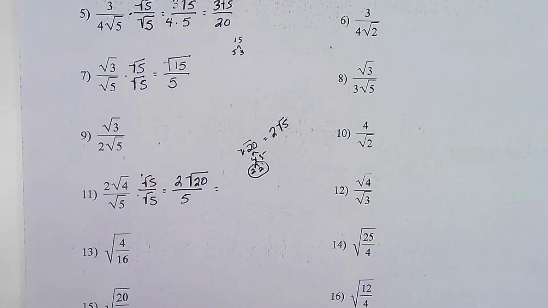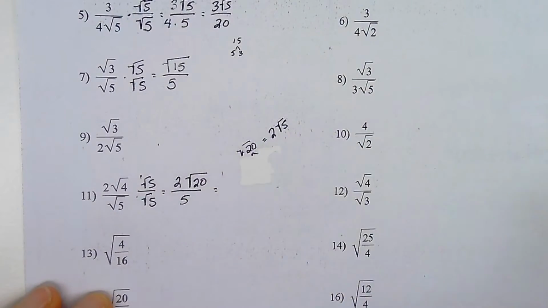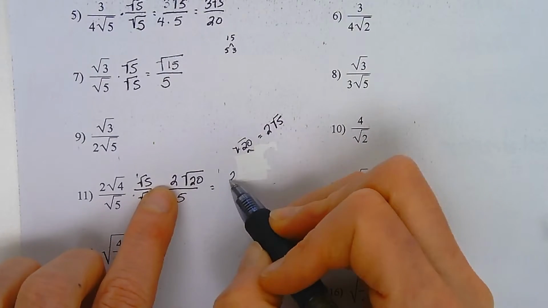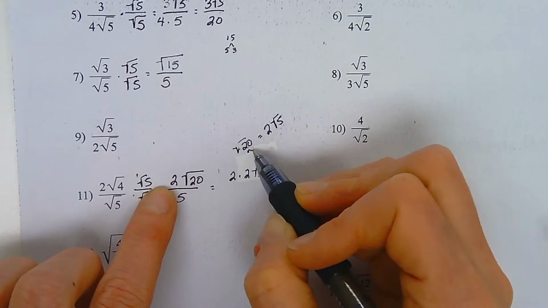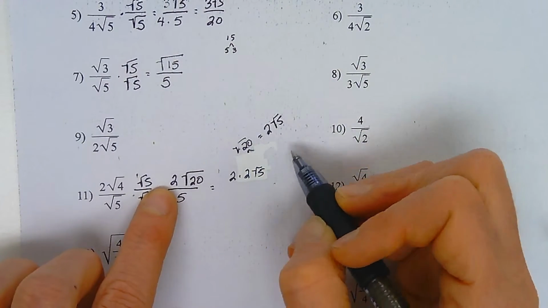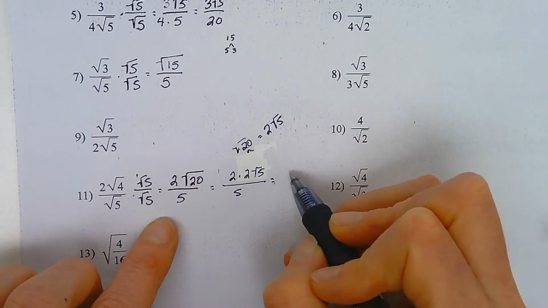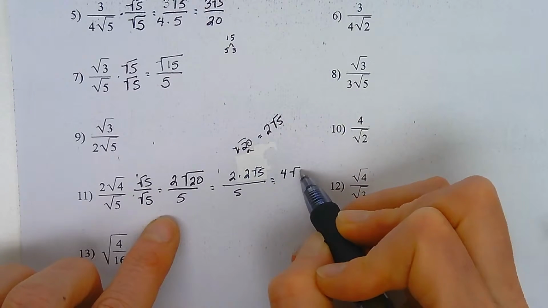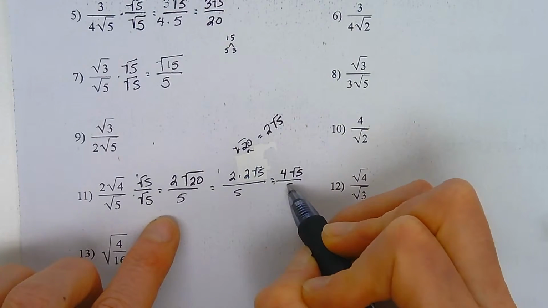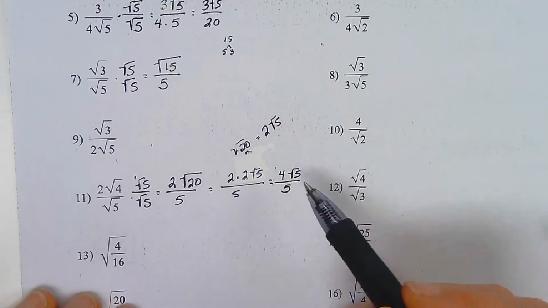In the numerator, we have 2 times 2 rad 5, because rad 20 has been rewritten, all over 5. And then the numerator becomes 4, 2 times 2 is 4. And radical 5 stays on the inside, and we have 5 as the denominator still. And now it's simplified as far as we can simplify it.